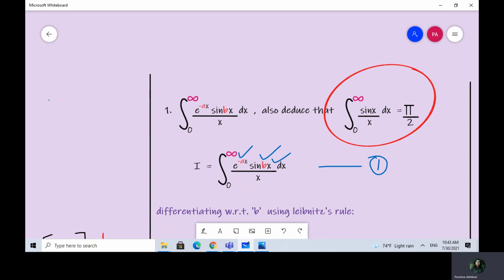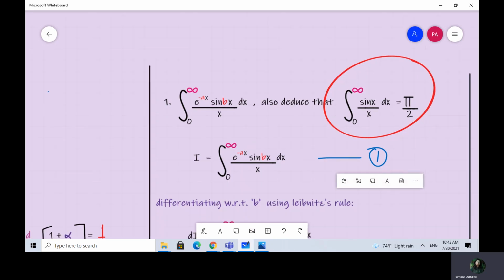So I've chosen b. Why? Because I don't like the minus sign. I don't want a minus sign in our calculation. If we take a, a minus sign also comes. So I am avoiding it by taking b as the parameter. Okay, so we are going to now differentiate with respect to b.